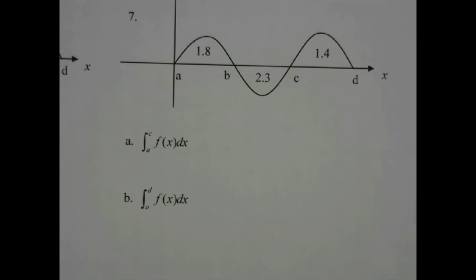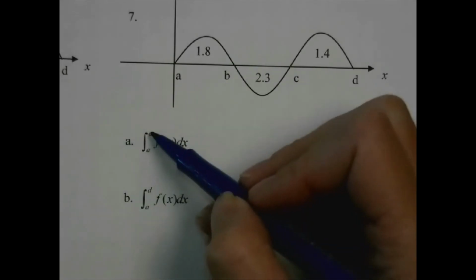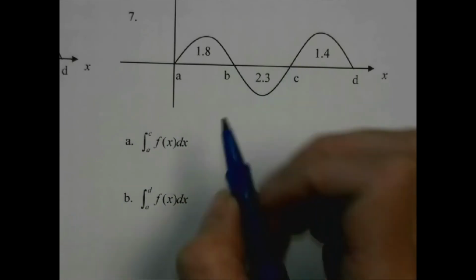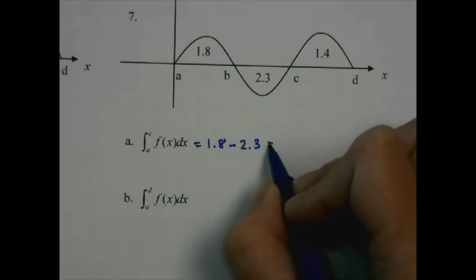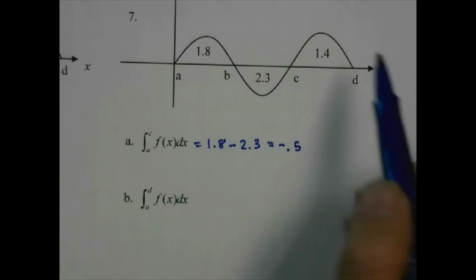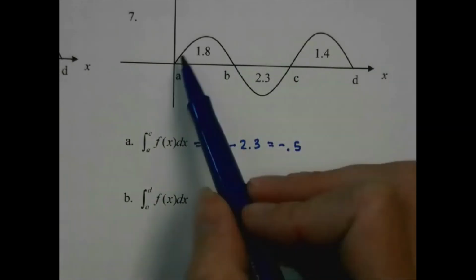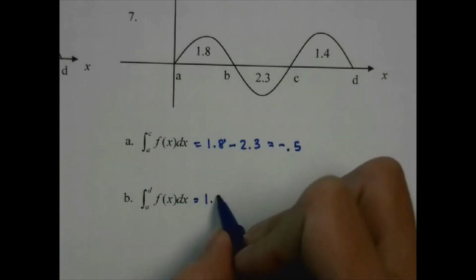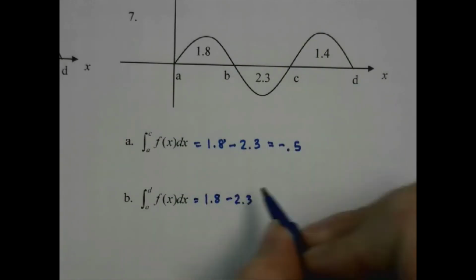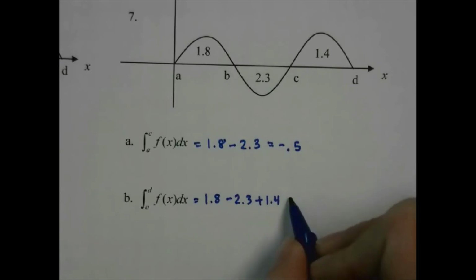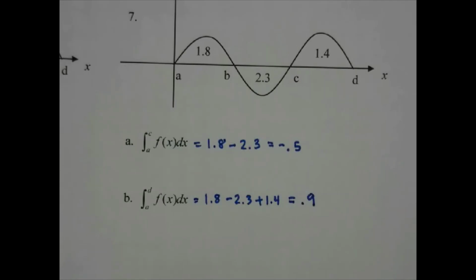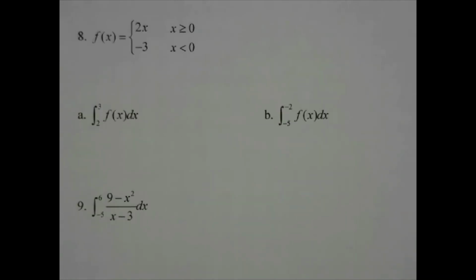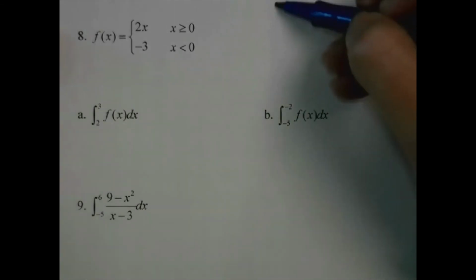This is the same thing but with values. So we want the integral from a to c. So a to c is going to be 1.8 minus 2.3, which is going to be -0.5. From a to d is going to be 1.8 minus 2.3 plus 1.4, which is 0.9. Okay, next one, I am again going to go ahead and graph this piecewise function.